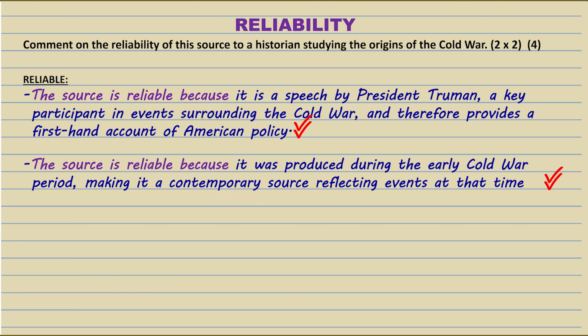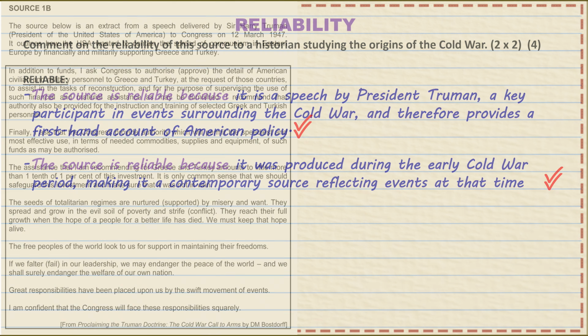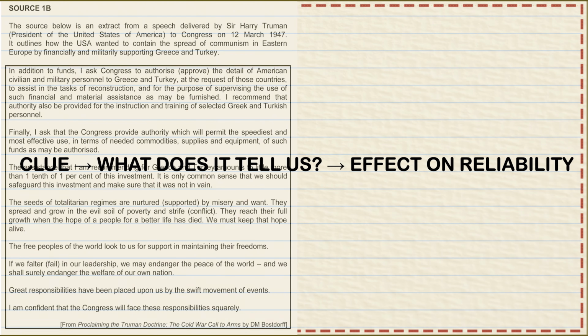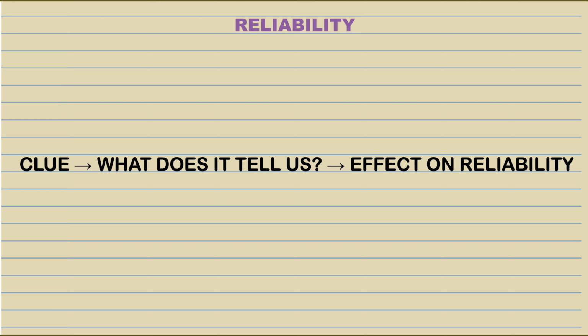Again, however, being contemporary does not automatically make everything in the source accurate. It simply gives us a reason to regard the source as reliable evidence. So from these answers, what have we just done? We haven't simply named factors such as perspective, purpose, provenance, or time. We have identified a clue about the source, considered what that clue tells us, and then explained how it affects our judgment about reliability. Do you see how these answers for reliability are different from message and usefulness?